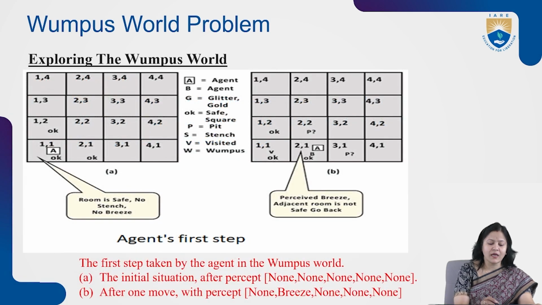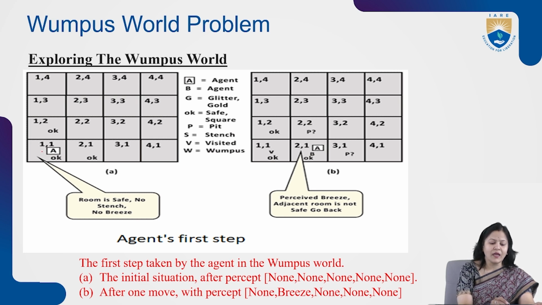Now you can see in this diagram, we will remember some symbols for all the actions, or whatever the agent will perceive. A we can denote as agent. G stands for glitter or gold. OK means that room is safe for the agent. P stands for pit, S stands for stinky smell or stench, V stands for visited, W stands for Wumpus. So these are the symbolic representations we will use while solving this problem.